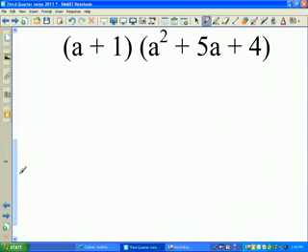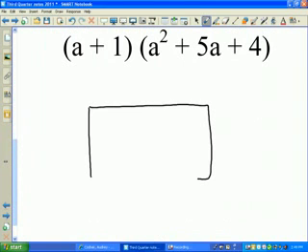So I know it seems a little weird at first, but after you do it for a while, it kind of grows on you. So I have a plus 1 times a squared plus 5a plus 4. So now I have a binomial multiplied by a trinomial. So instead of just drawing a box with 4 spaces inside, I'm actually going to draw a rectangle.